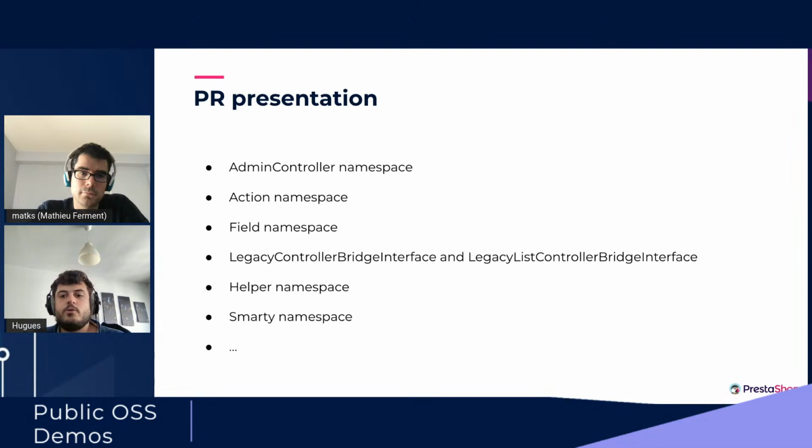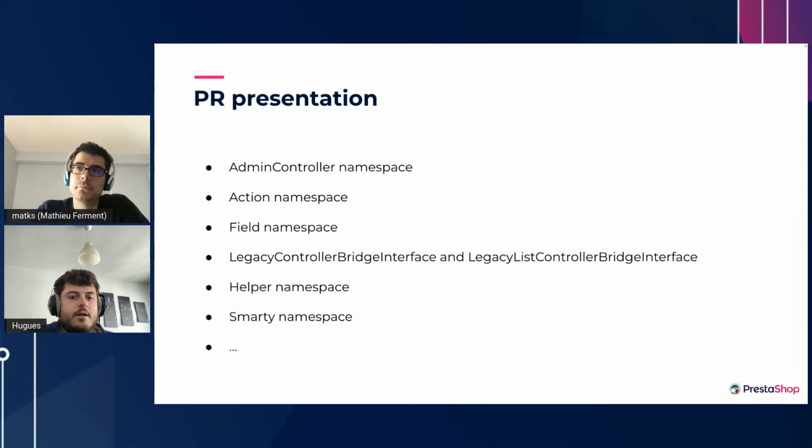And the second one, legacy list controller bridge interface, defines some methods needed by a horizontally migrated list. The methods are get position identifier and get identifier. These methods are needed to filter your list, to order your list, to sort your list, and that's all.